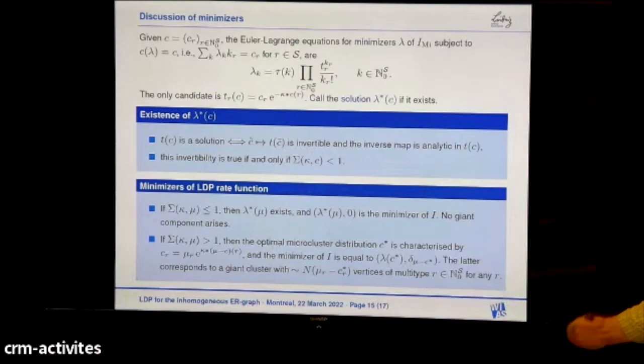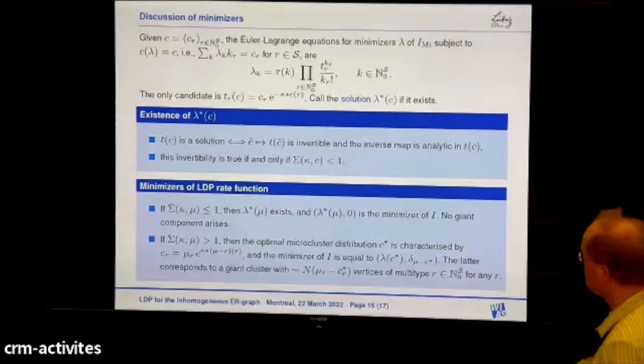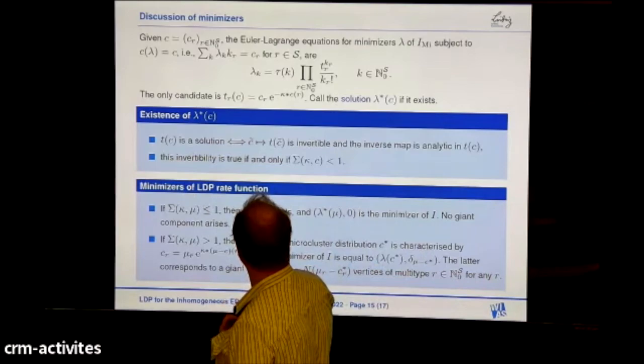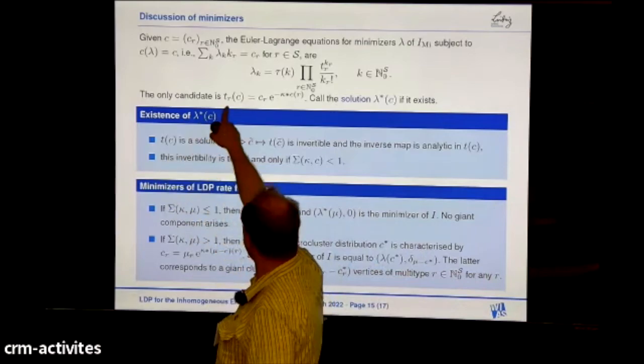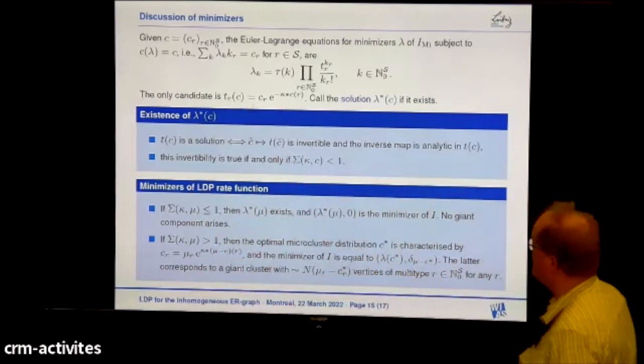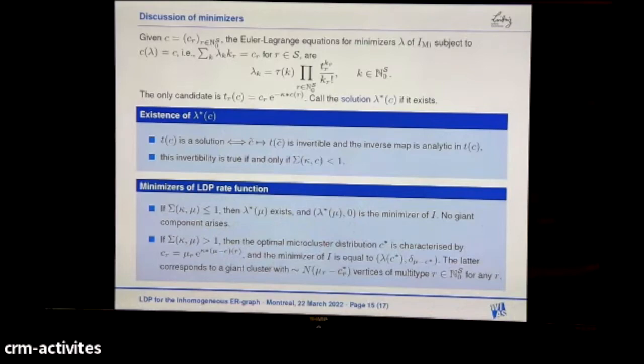But you have to make an additional minimization over all possible C. C is just a measure, or is something which is pointwise below the mu that I plugged in. And I have to optimize also over the C. So therefore, it's very analogous to what I showed you 20 minutes ago. And here it is something about multi-type power series. T of C, this one here, is a solution if and only if the map T itself is invertible and the inverse map is analytic. So we are choosing a way which has much to do with inversion of power series.